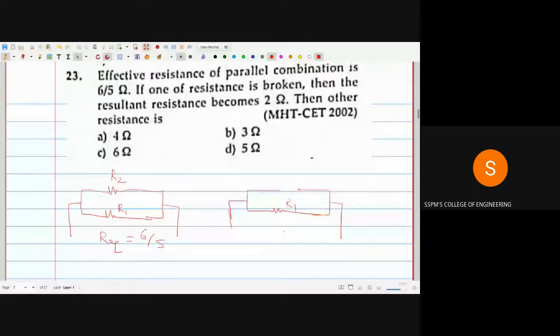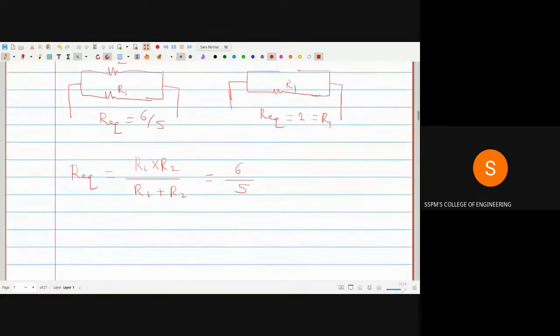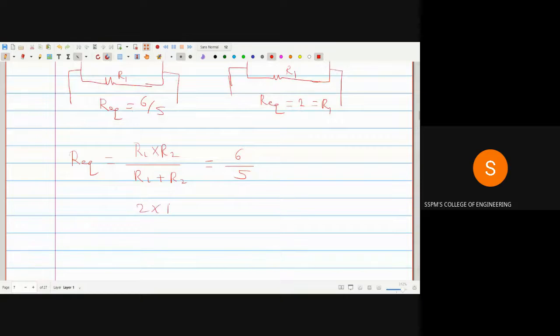So in the second case, what is the effective resistance? Effective resistance is 2 ohm. And this is nothing but R1. R1 ची व्हॅल्यू इथे मिळाली सेकंड केस मध्ये. R1 किती आहे? 2 ohm आहे. Now you know the effective resistance of the parallel combination is R1 into R2 divided by R1 plus R2. It is equal to 6 upon 5. R1 ची व्हॅल्यू 2 ohm आहे. So 2 into R2 divided by 2 plus R2 is equal to 6 divided by 5.